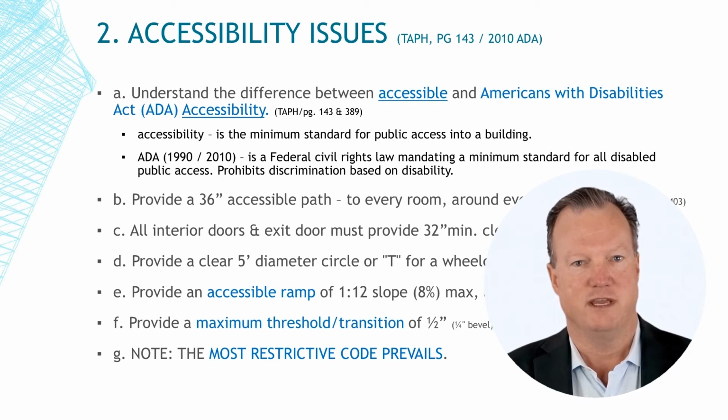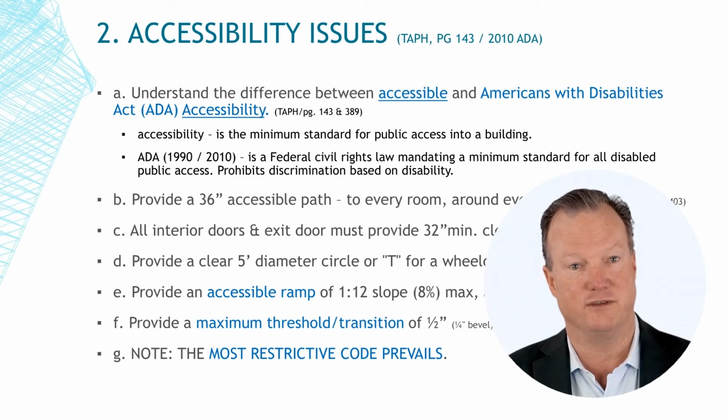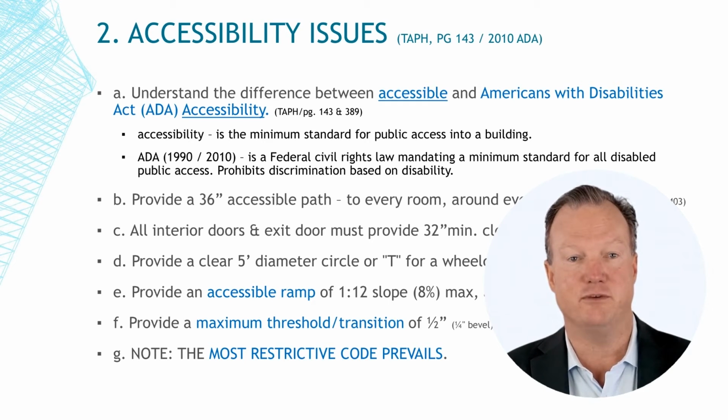E. Provide an accessible ramp of 1 in 12 slope, 8% max as needed. F. Provide a maximum threshold transition of 1/2 inch with a 1/4 inch bevel at flooring changes. G. Note, when analyzing a building, the most restrictive code prevails and will govern. Additionally, existing and new buildings must proactively remove barriers to disabled access.